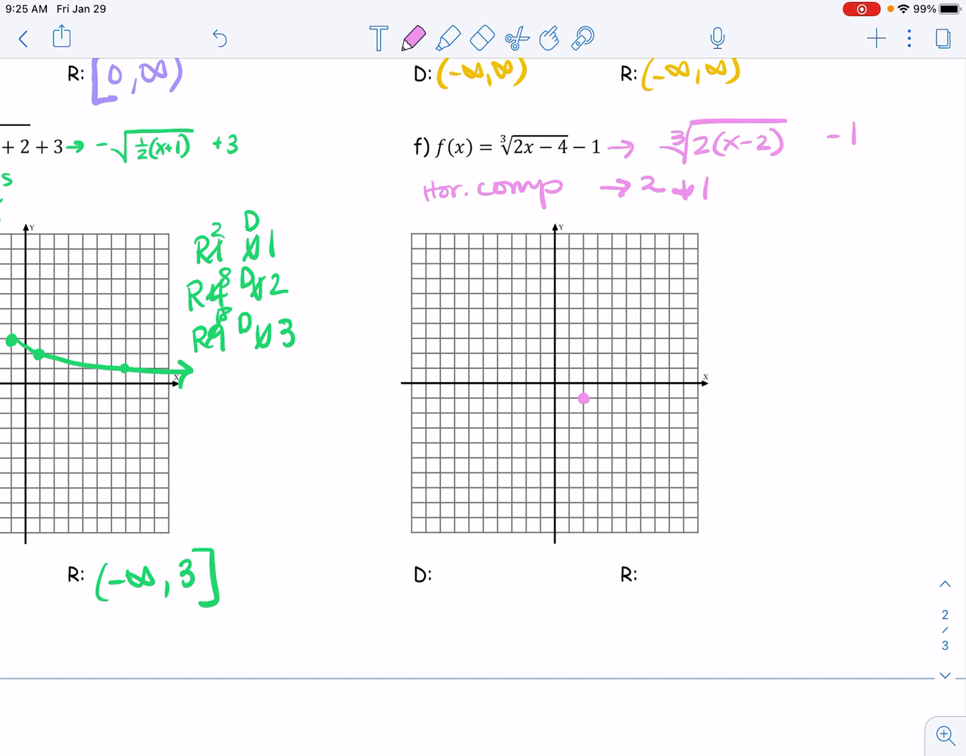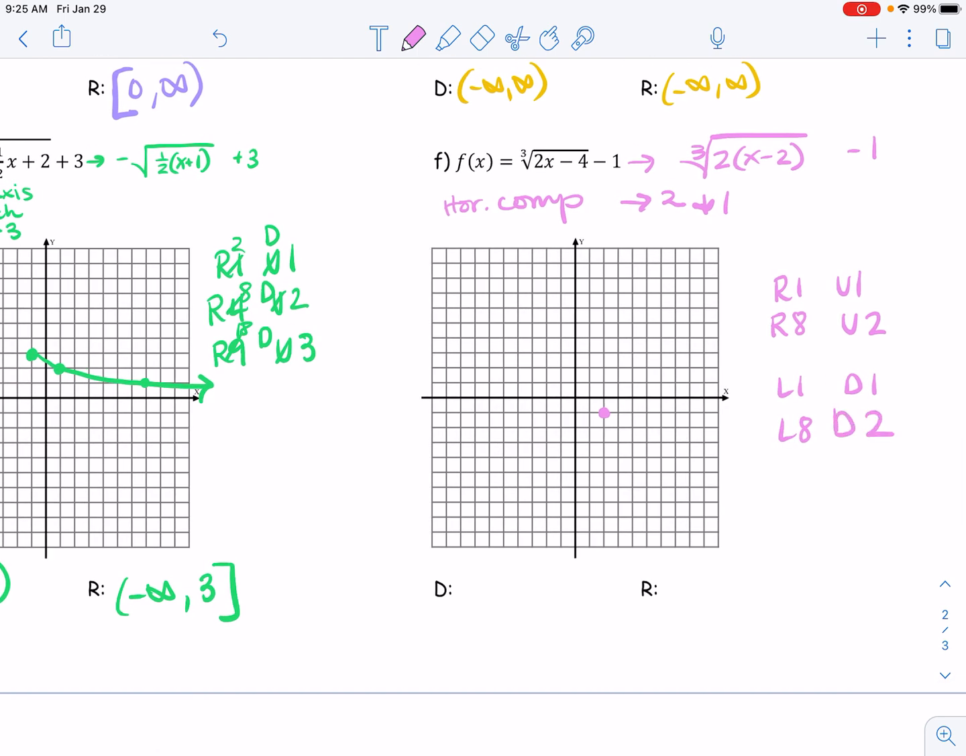So normally for the cubic root function, we would have gone right 1 up 1, right 8 up 2, left 1 down 1, left 8 down 2. But because of the horizontal compression, we're going to change these numbers and we're going to divide them by 2. So this is now 1/2, 4, 1/2, and 4. So from this point, I would go right 1/2 up 1, right 1/2, up 1 would be somewhere about right there. Left 1/2, down 1.